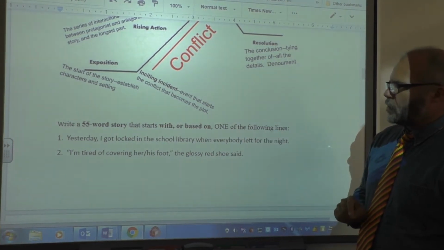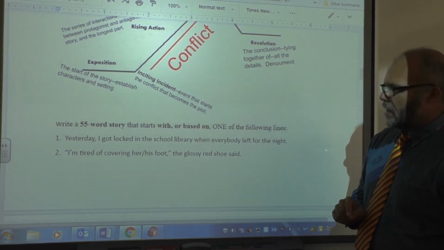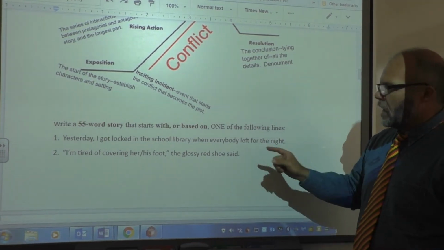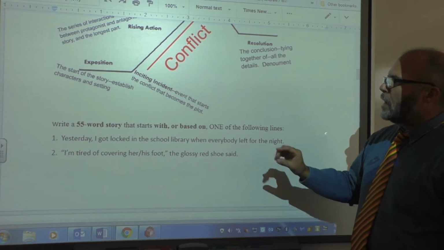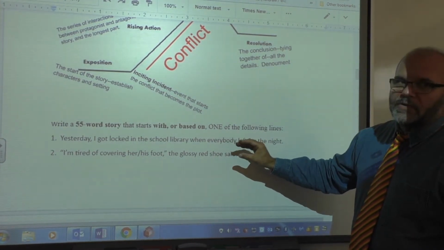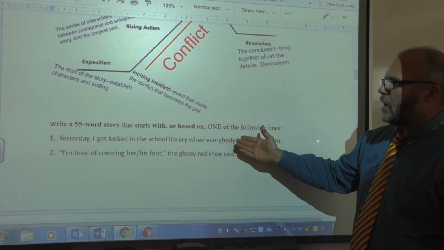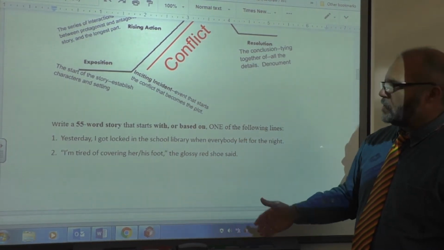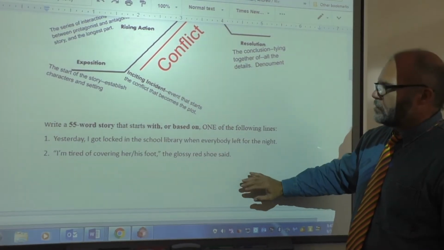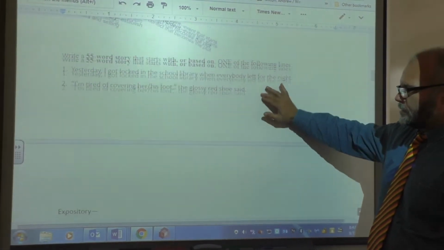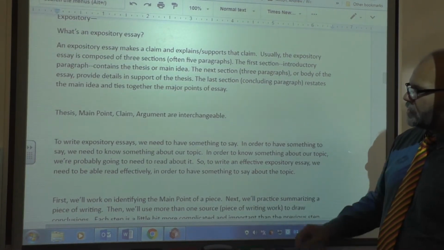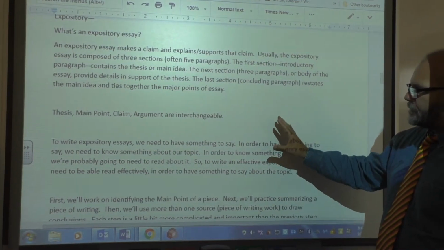"Yesterday, I got locked in the school library when everybody left for the night." And "I'm tired of covering his foot, the glossy red shoe said." One of these two can either show up in the story just this way, or it can be the point or the emphasis of the story. So you don't have to use these sentences, but this idea should show up. Okay, 55 words only.